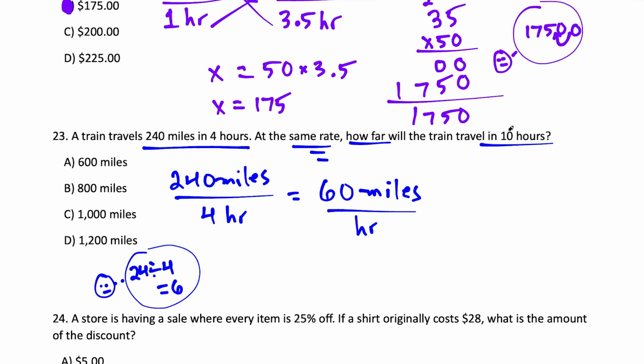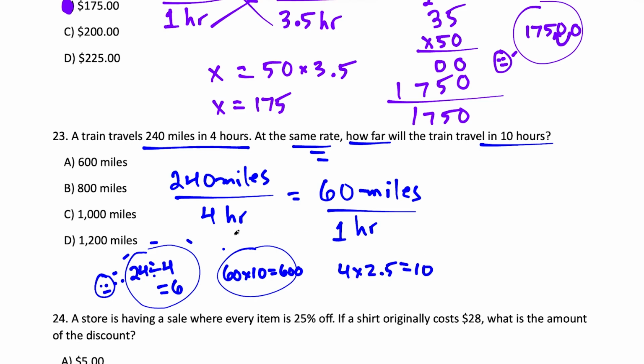But we want to know how far the train goes in 10 hours. From here, I could have multiplied this fraction on top and bottom by 2.5. But I find it much easier to multiply by 10, because when you multiply any number by 10, like in this case 60, 60 times 10 is equal to 600. That's why I reduced it first, because multiplying by 10 is much easier than multiplying by 2.5, which is where 4 times 2.5 equals 10. That's where I'm getting that 2.5 from. I would have to multiply the top and bottom by 2.5. But by reducing first, I can just multiply the top and bottom by 10 over 10. And this tells us that the train would go 600 miles in 10 hours.